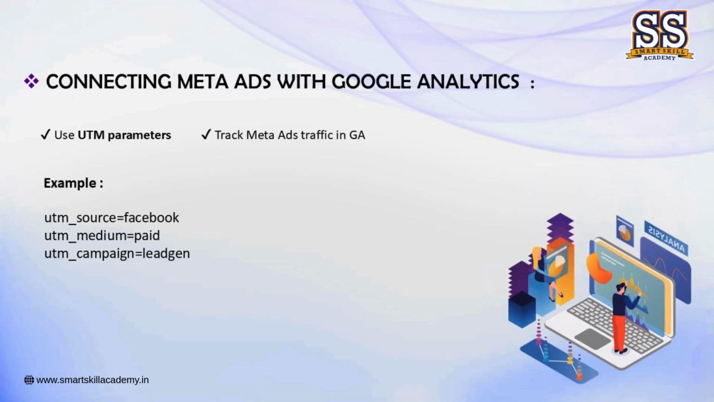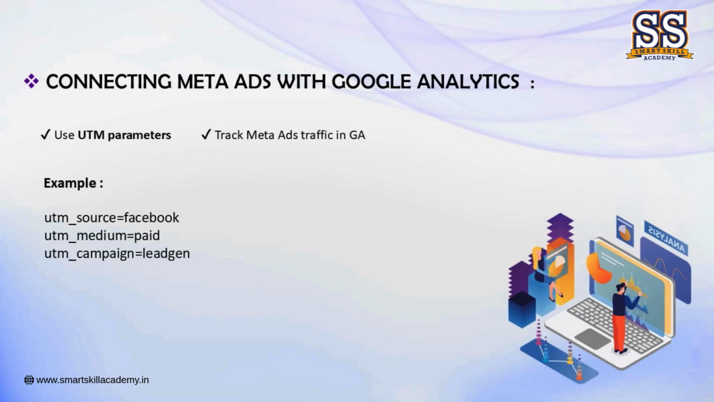In this final segment of our Google Analytics deep dive, we are focusing on a critical bridge for any cross-channel marketer: connecting Meta ads with Google Analytics. While Meta provides its own data, it is essential to track your Facebook and Instagram traffic within the GA ecosystem to see how those users interact with your entire site.